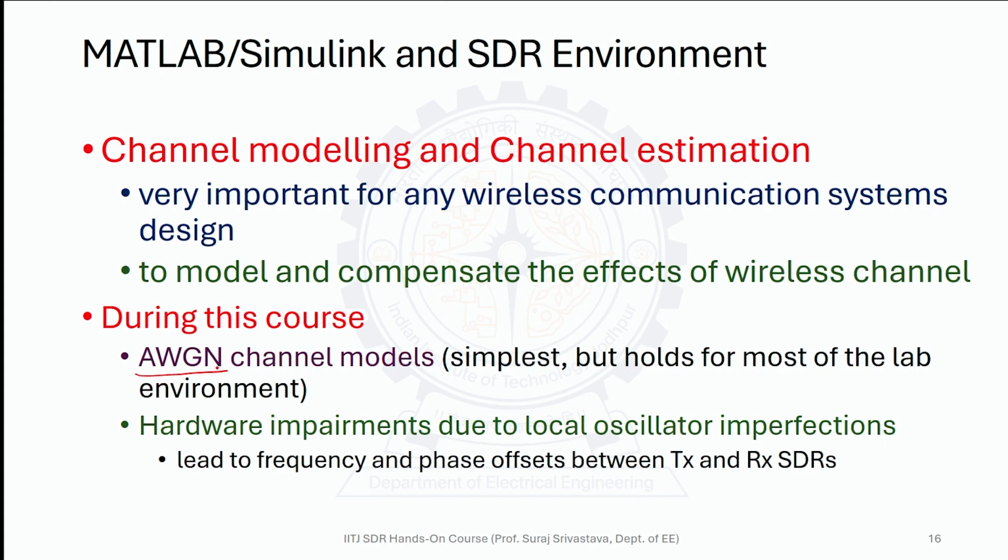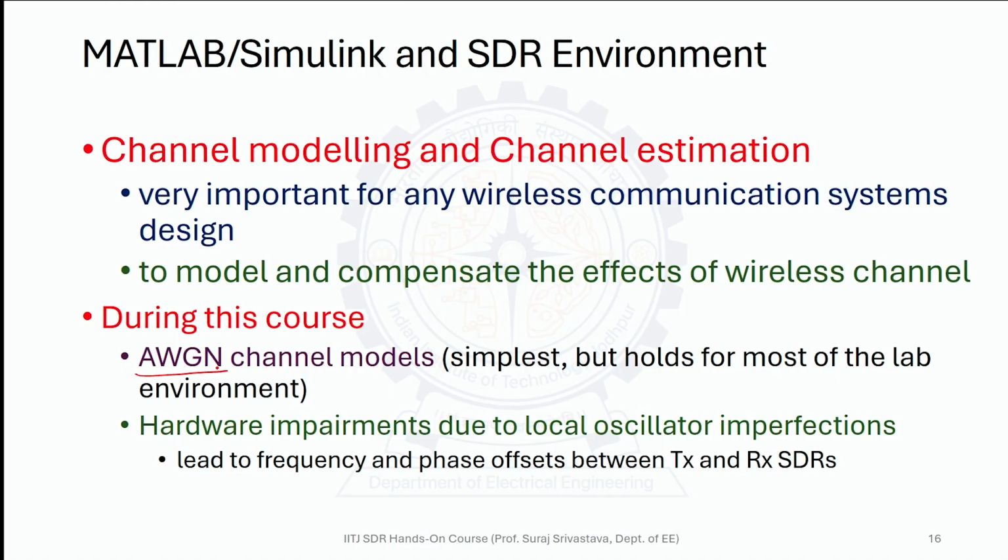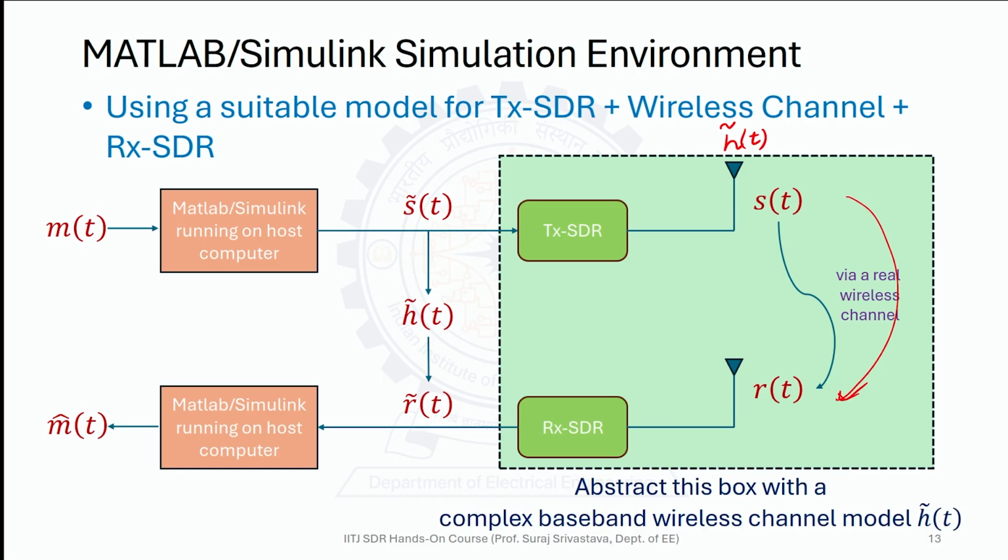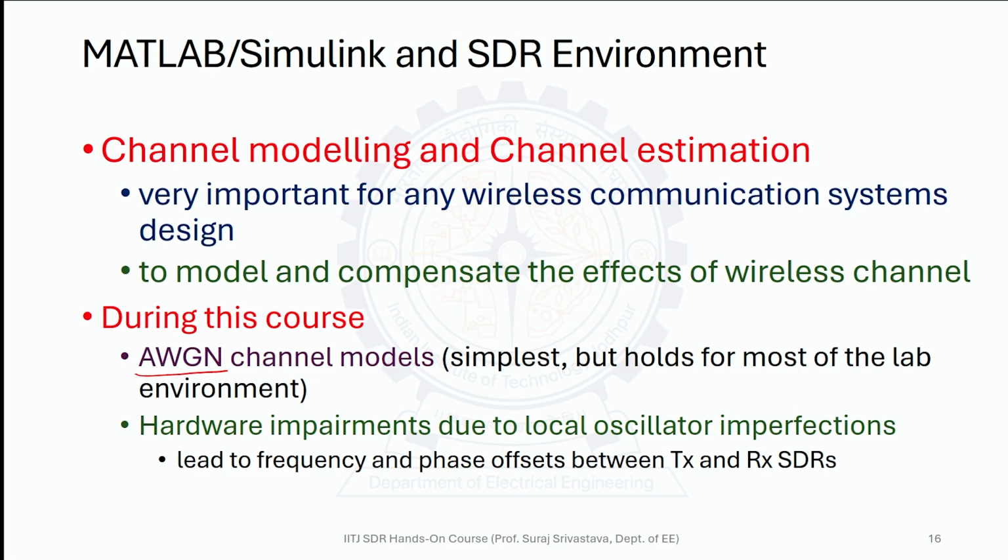But we will further consider the hardware impairments due to the local oscillators used in these SDRs. So, the TX SDR and RX SDRs have local oscillators, and these oscillators convert the baseband signal to the RF signal. These are generally imperfect in nature. So, we will simulate the behavior of these local oscillators in the form of hardware impairments, which actually lead to the frequency and phase offset between the transmit and RX SDR. We will consider this during our course, and for the channel models, we will mostly focus on the additive white Gaussian noise channel models.